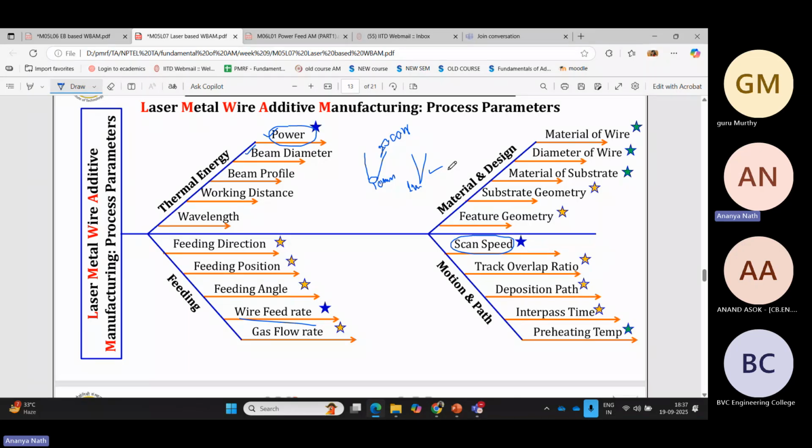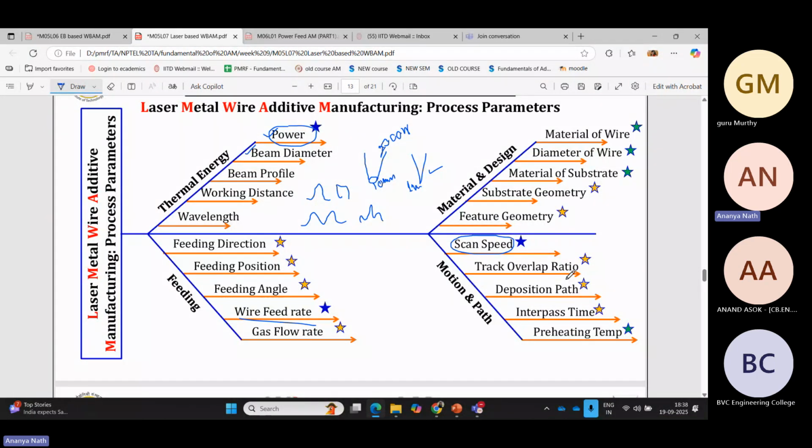Then the important thing is beam profile. Profile means whether your laser beam's intensity profile looks like a Gaussian beam, a top hat, an annular ring, or multimode. Depending upon that, I can tell you how efficient the power density is, which is actually helping to melt the metal. So beam profile is that much important.